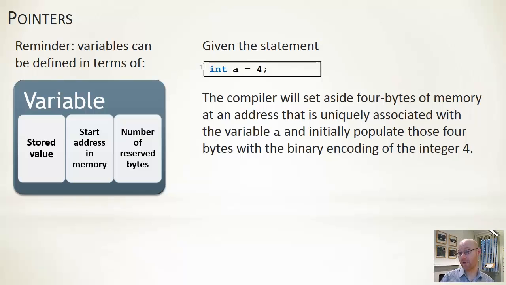So if you had, for example, int a is equal to 4, then a will refer to a particular location within memory. Because it's an int, generally 4 bytes will be set aside, and if we were to query the content of that memory, we would find the integer encoding of the integer value of 4. So, straightforward enough.